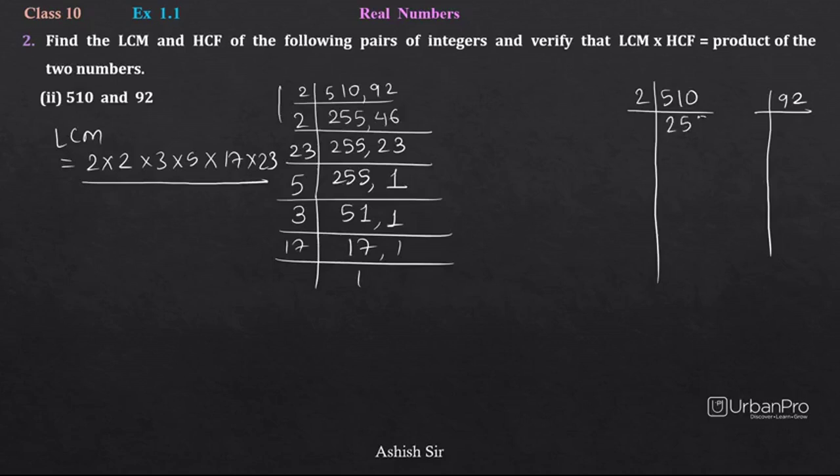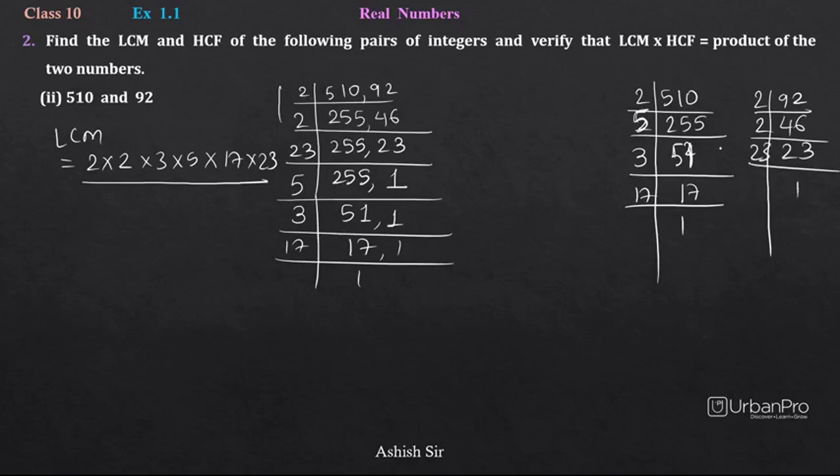2 2s are 4, 2 5s are 10, 2 1s are 2, then 2 2s are 4. It's not divisible by 2. We divide it by 5. So 5 5s are 25 and 5 1s are 5. Now this is divisible by 3. 3 17s are 51 and then divisible by 17. 17 ones are 17. Now this is divisible by 2. 2 4s are 8 and then 2 6s are 12. 2 2s are 4, 2 3s are 6 and 23.